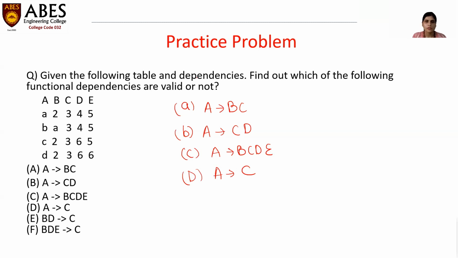Let's take the first option. From A we can functionally determine B and C. Now before solving this question, let's get back to the table and see that for A we have different values. We have different values of the tuple like A, B, C, D. So if this scenario comes, you can solve the question very quickly.